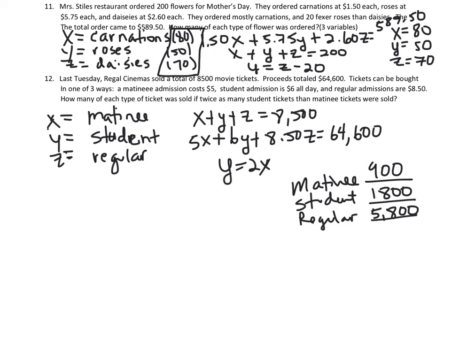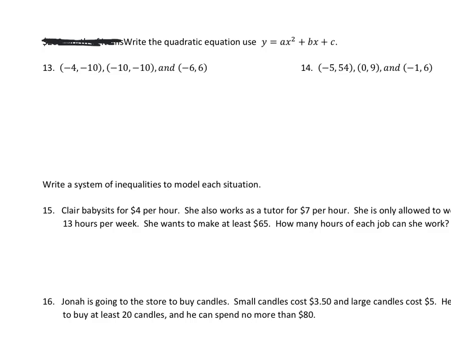Okay, so we put this system in the calculator, and what we get is that the X value is going to be 900. So there was 900 matinee tickets sold. There was 1,800 student tickets sold, and 5,800 regular tickets sold.